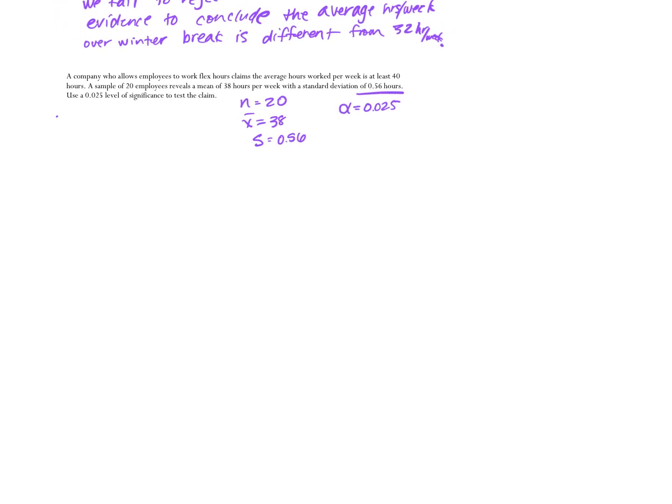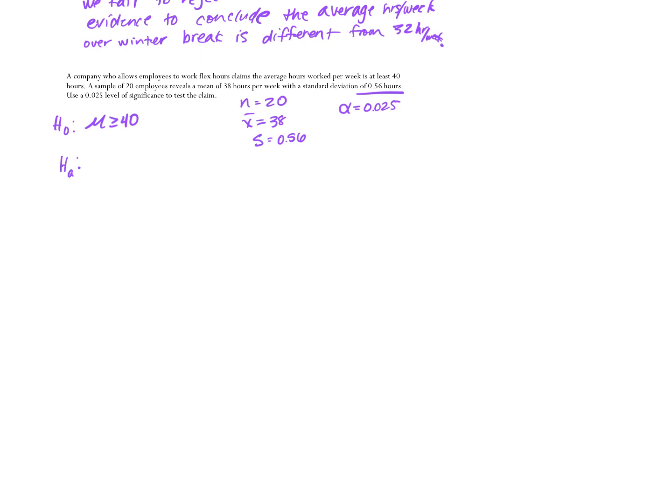In this case, the claim is working at least 40 hours. So what does at least mean? Mu is greater than or equal to, which means now the claim will be in my null hypothesis. I'm so confused about that. You don't know which one's the right one.